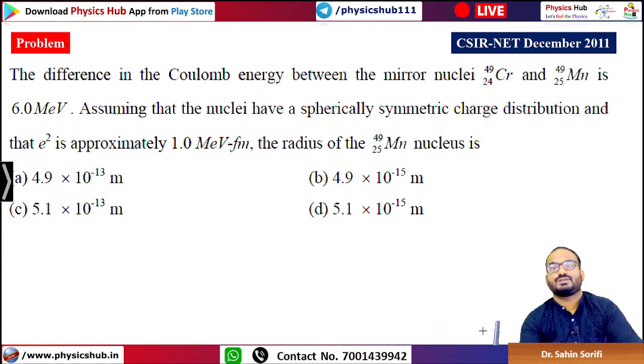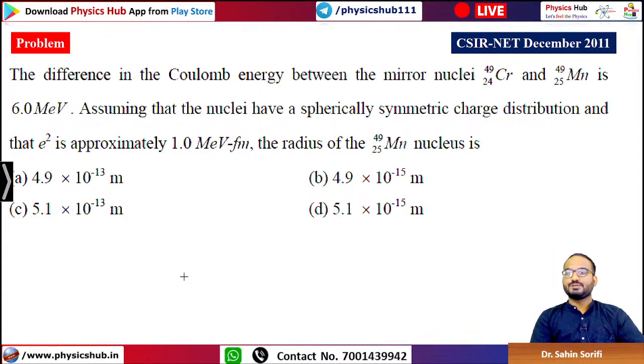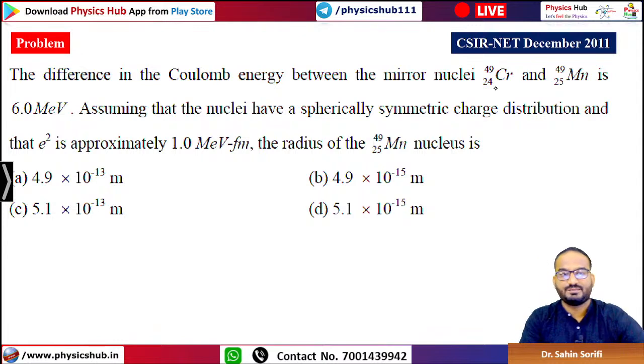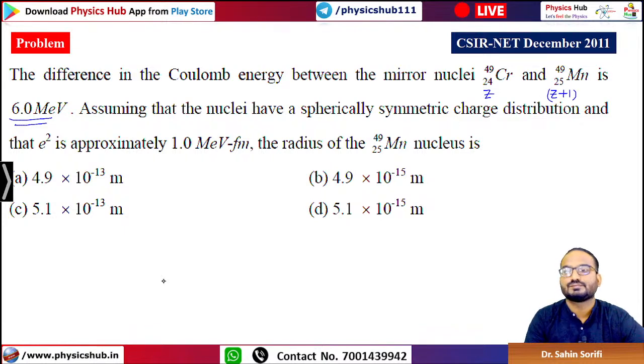Try to solve this problem. It came in December 2011. The difference in the Coulomb energy between the mirror nuclei 24 Cr49 and 25 Mn49 is 6 MeV. So delta Ec is given to you. The smaller one is Z, the greater one is Z plus 1, atomic number I'm talking about. Assuming that the nuclei have a spherically symmetric charge distribution and E square value is 1 MeV Fermi, what is the radius of this nuclei?